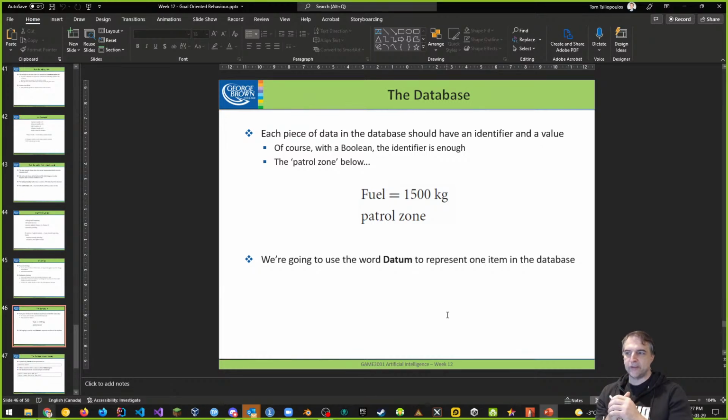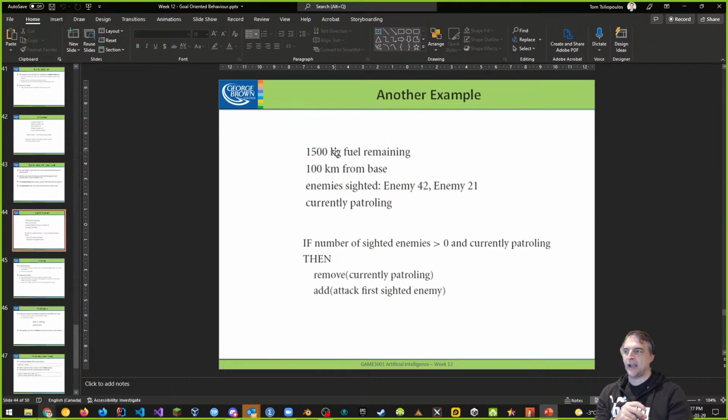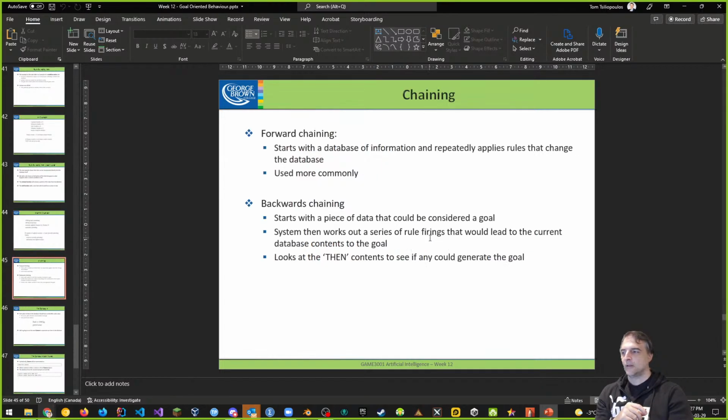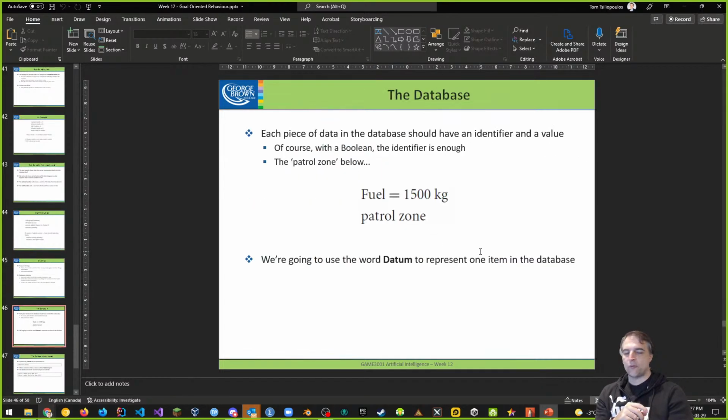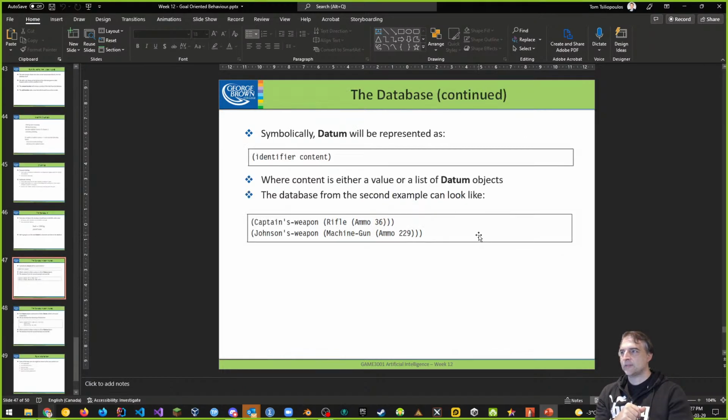And we're going to use the word datum to represent one item in the database. So for every item in the database, for example, here I have 4 datum, right? So that's how it works. So 4 pieces of data, if you will, right? Symbolically, datum will be presented as some kind of identifier and content, okay? And then the content is either a value or a list of datum objects. So it could be another list, all right?